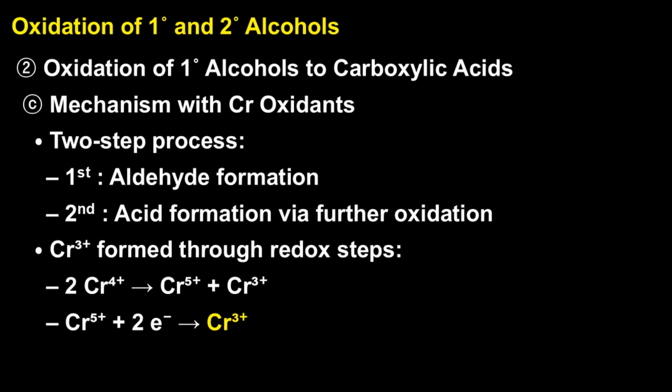Now let's take a quick look at how this oxidation works. It happens in two steps. First, the alcohol becomes an aldehyde, and then that gets oxidized again to a carboxylic acid. At the same time, the chromium reagent gets reduced step by step. So while the organic molecule is being oxidized, the metal is being reduced. That's the redox process in action.